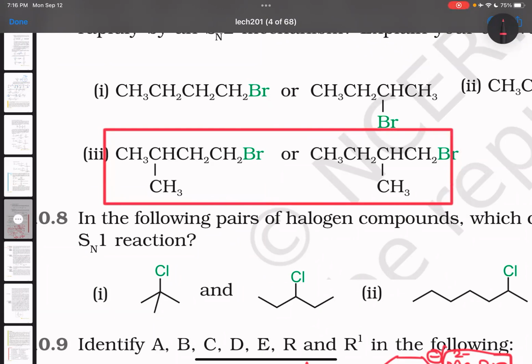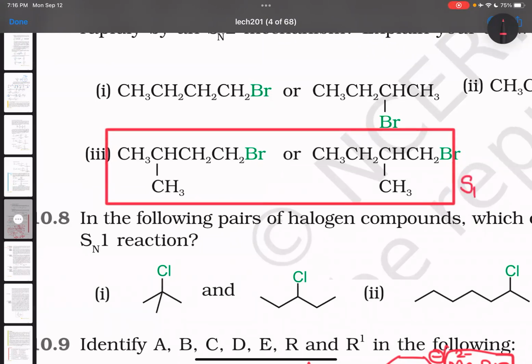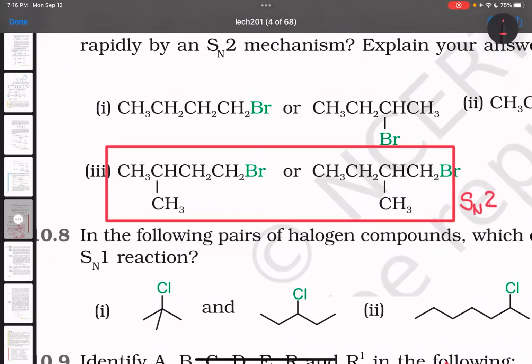So which one will react faster with SN2? What is the rate of SN2 reaction? Which one will react more rapidly by SN2 reaction? Just quickly. Yeah, Rayan. Which one is SN2? Remember how SN2 used to happen? Suppose this is your alkyl halide, and this yellow one is a leaving group. What happened? The nucleophile used to come and attack on the carbon, and the leaving group used to come out.